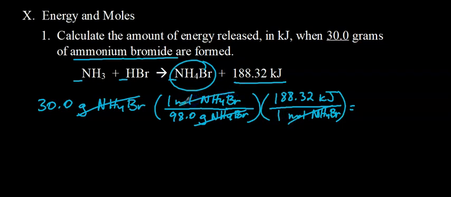Go ahead and pause the video and do this calculation. You end up with 57.6 kilojoules released. The question asks for how much energy is released, so we can just put a number there. So notice that we have 30 grams of ammonium bromide. That's far less than a mole, even less than a third of a mole. So you're going to release about a third of 188.32 kilojoules, so a little less than 60 kilojoules released. That's how we interpret that.